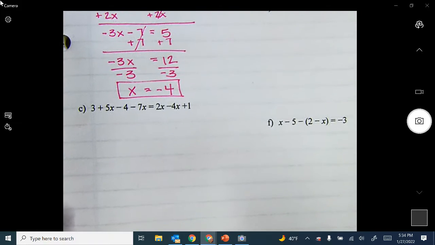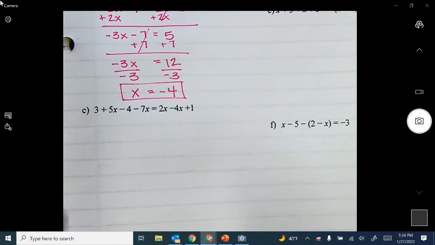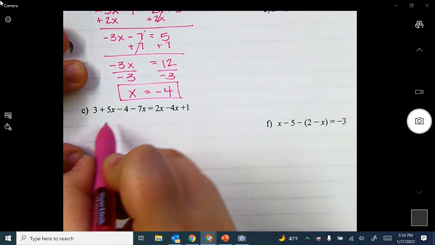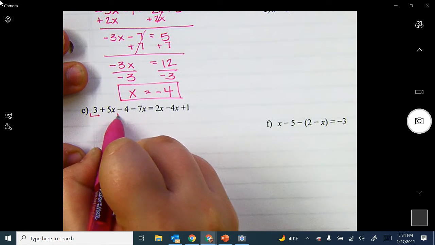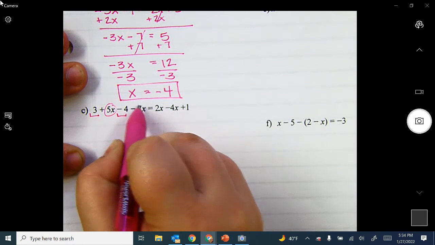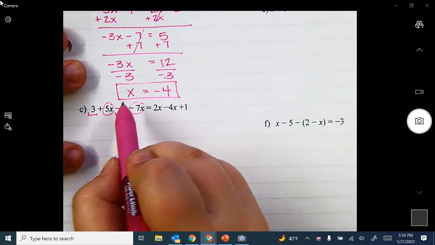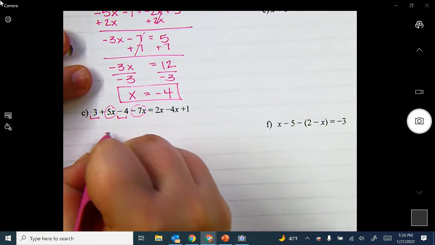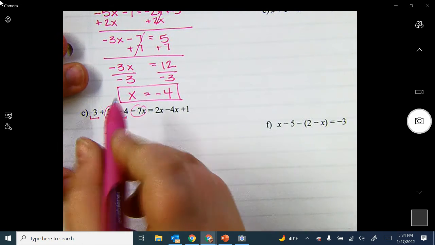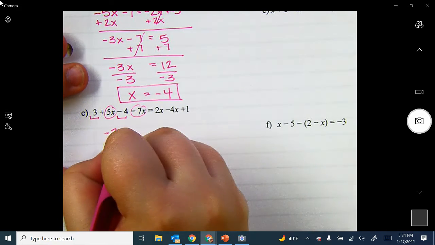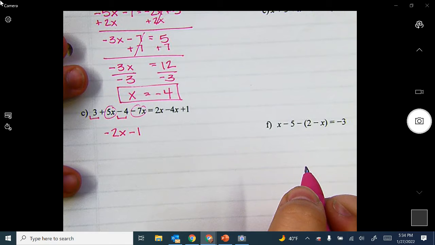All right, so C, again, I'm going to have some combined like terms to do. So on the left, I see a 3 and a minus 4, but then I also see a 5x and a minus 7x. So I'll do my x's first. 5x minus 7x means I'll have negative 2x. 3 minus 4 means I have a negative 1.